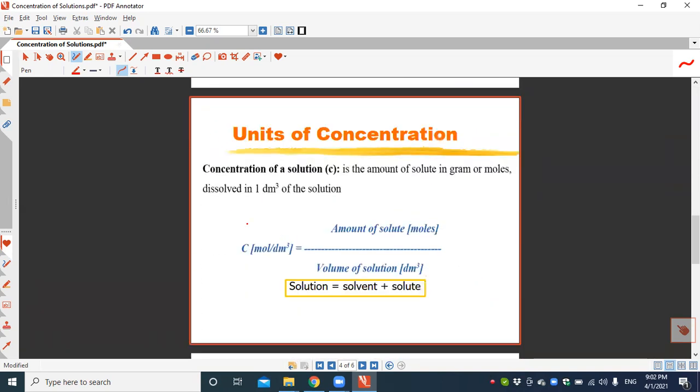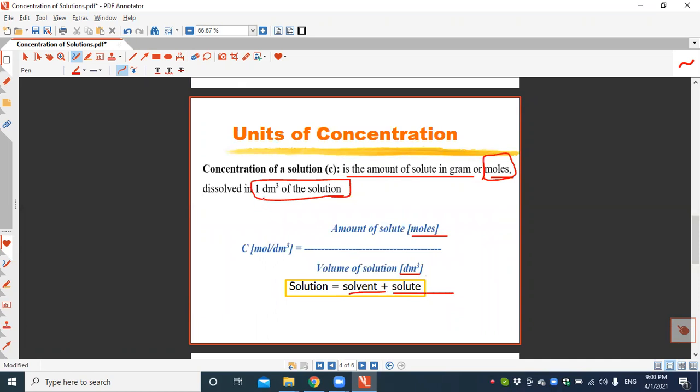Now, the most useful information about the concentration of a solution is the amount of the solute, maybe in grams or moles, dissolved in 1 decimeter cube of the solution. So we have volume and we have moles. We can choose this equation to find the concentration: concentration equals amount of the solute in moles divided by volume of the solution in decimeter cube. So for a solution, we need solvent and solute.